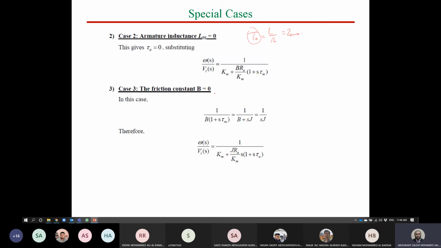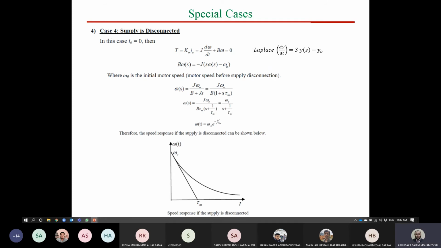Another case, for instance: if the friction torque is small, you can neglect the friction torque as an approximation to simplify your model. It's possible as well. So if we consider B equals 0, just substitute in the equation by the same way, B equals 0, and you can get the transfer function easily. All of these are considered special cases from the main case we have.